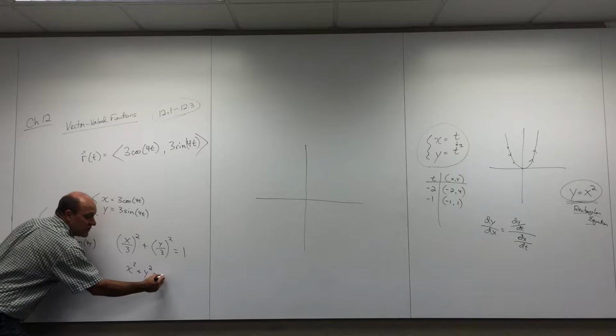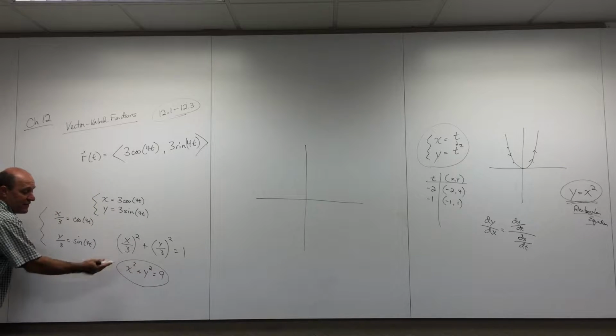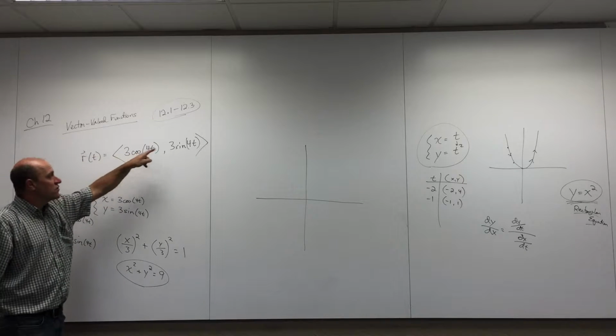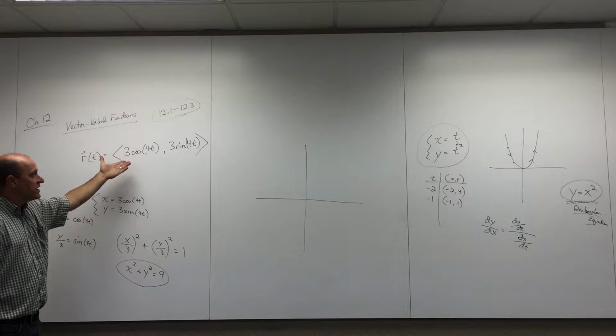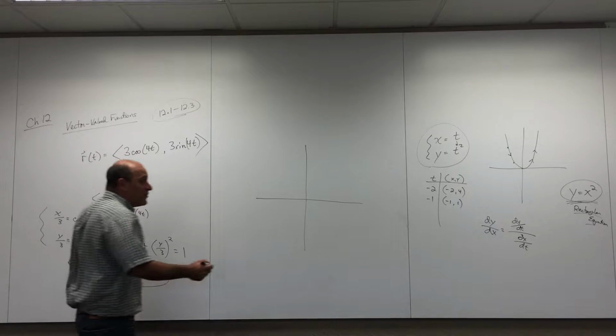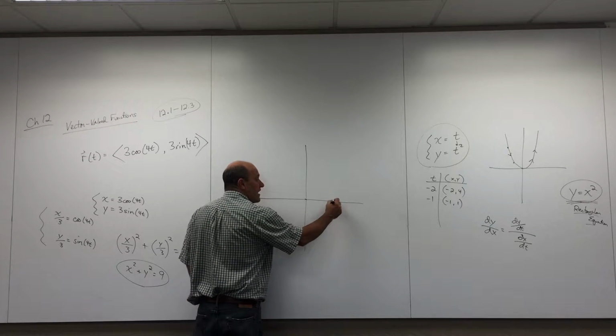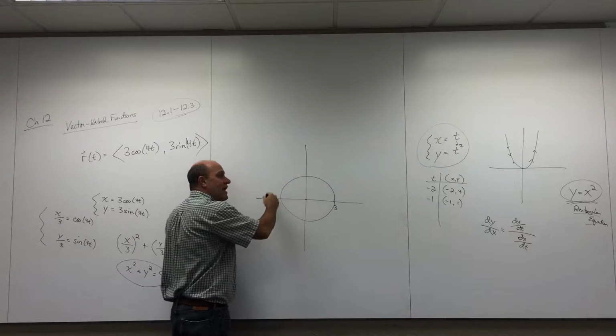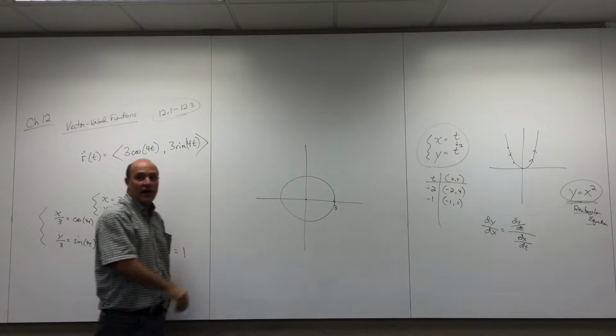I did a couple algebra moves in my head right there, but there it is, and that's a circle of radius 3 centered at the origin. And that's pretty cool, but I wonder what the orientation is. Is it going around clockwise or is it going around counterclockwise?